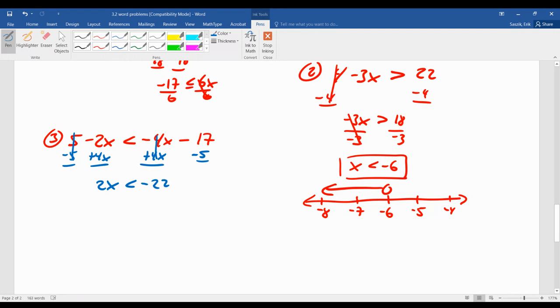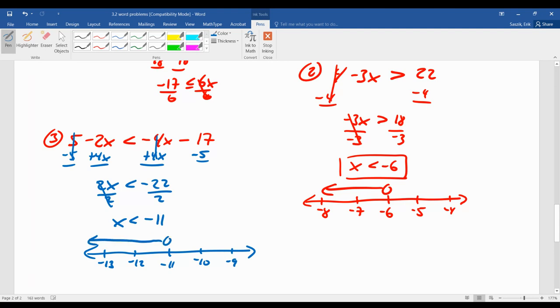Now, I picked this problem for a reason. You see how this is negative? That doesn't matter. It doesn't impact. You don't switch this sign now because we're still dividing by a positive 2. So we get x is less than negative 11. And you kind of get the idea here. Open circle, go to the left. It's only if you are dividing by a negative when you switch that direction. All right.